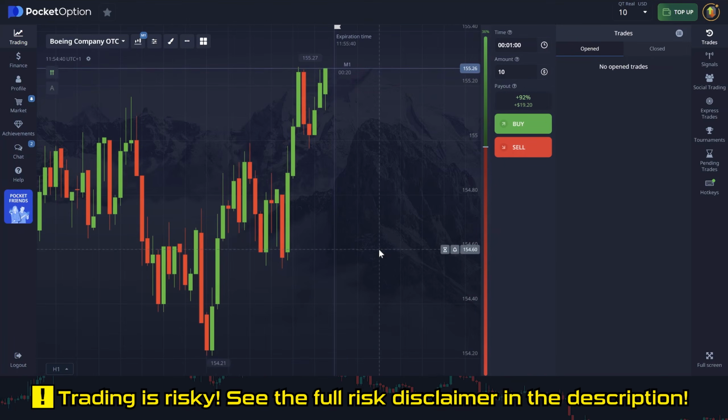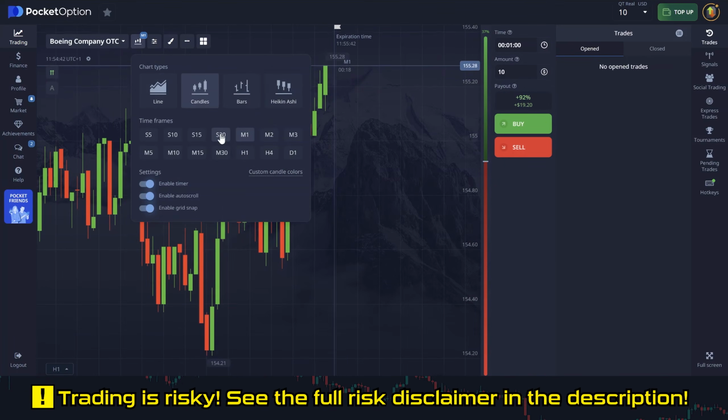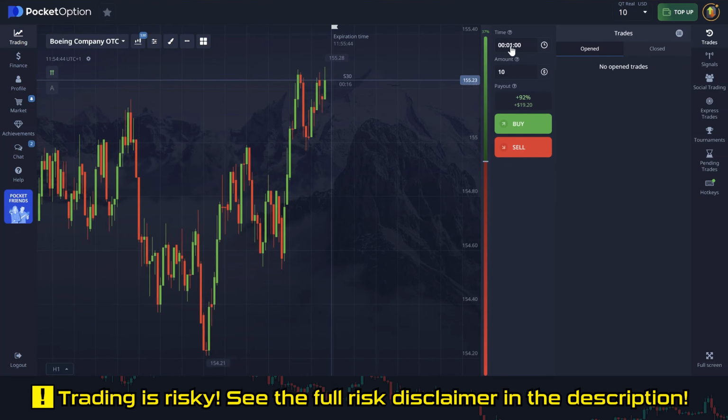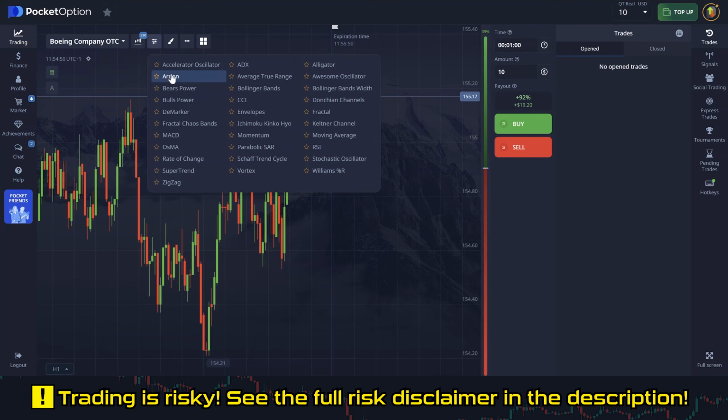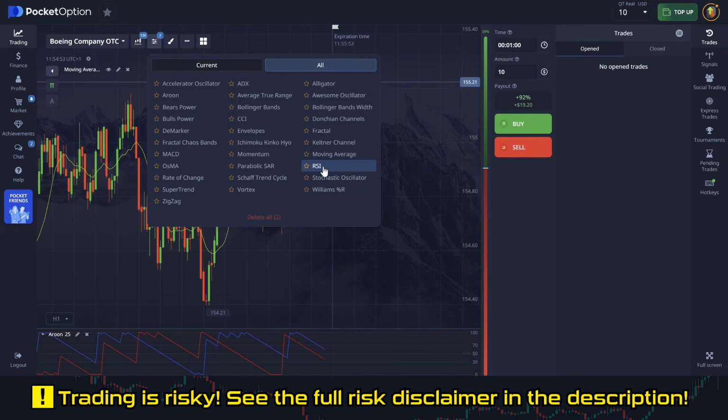Let's set up the environment for this strategy. Set time frame to 30 seconds. Set trade duration to 1 minute using free expiration mode. Among indicators, choose Aroon, moving average, and RSI.